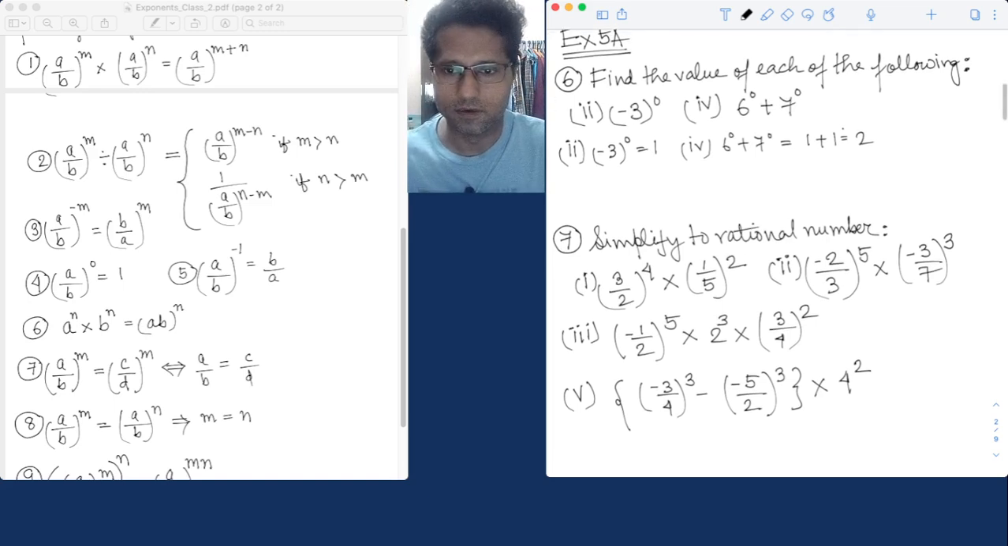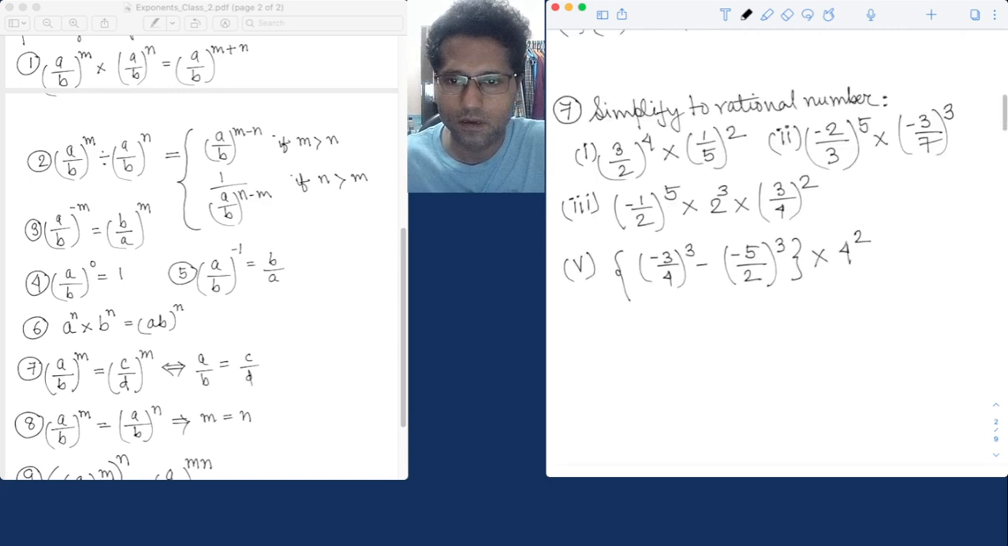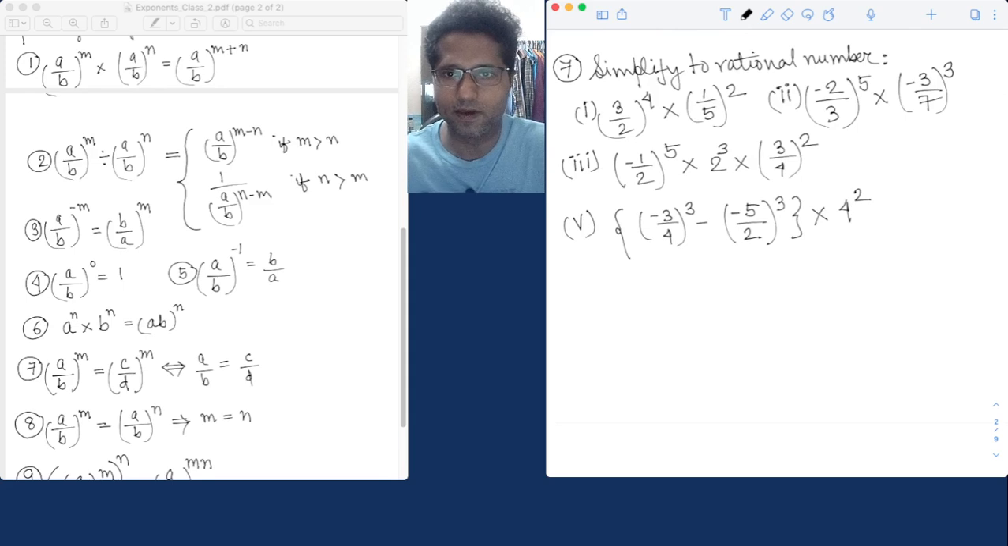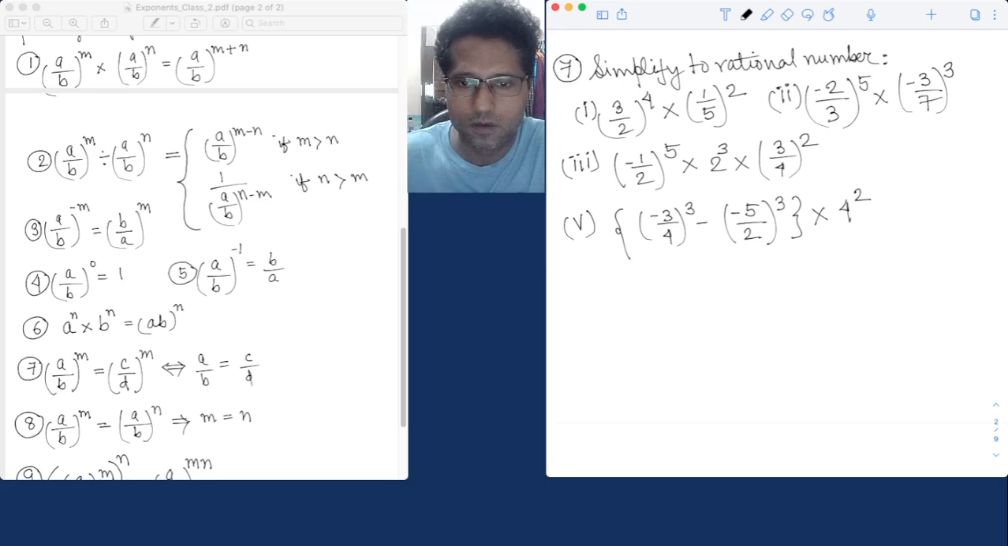Question number 7. While I am solving it and discussing, you can pause the video and take a screenshot of the solution. Simplify to rational numbers. We are given some expressions of exponents, by which I mean powers of rational numbers. We have to simplify all of them to a single rational number in the form p by q. So let's do number 1.